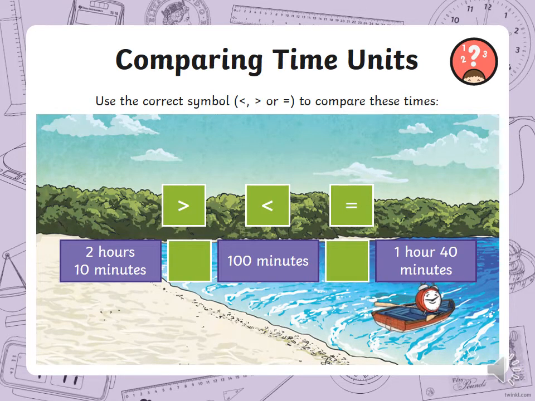Now you've got a trio of questions where you've got to fit in the 3 symbols. 2 hours and 10 minutes, compare it to 100 minutes, and compare it to 1 hour and 40 minutes. So what we're going to do is convert all of them into minutes. 2 hours and 10 minutes equals 60 plus 60 plus 10. So 60 plus 60 is 120, plus the 10 is 130. So 2 hours and 10 minutes is greater than 100 minutes, and 1 hour 40 minutes, that's equal to 100 minutes.